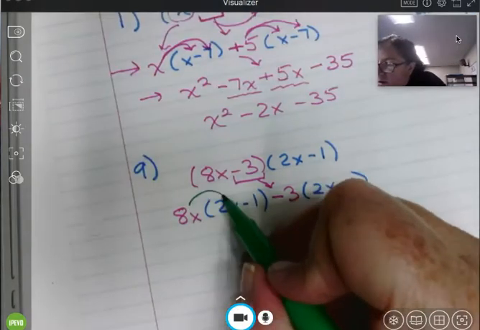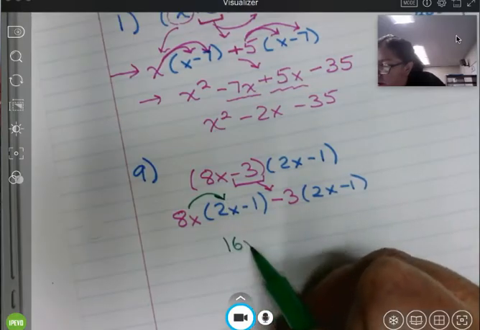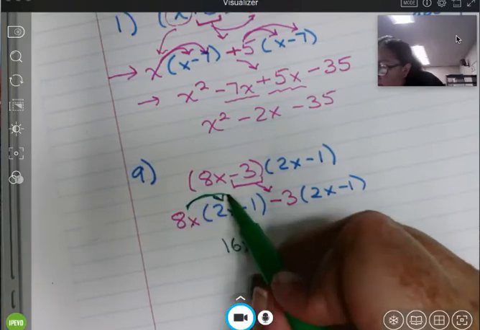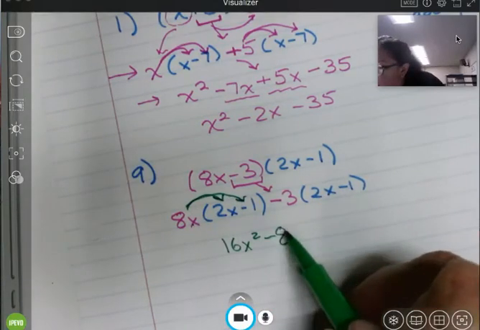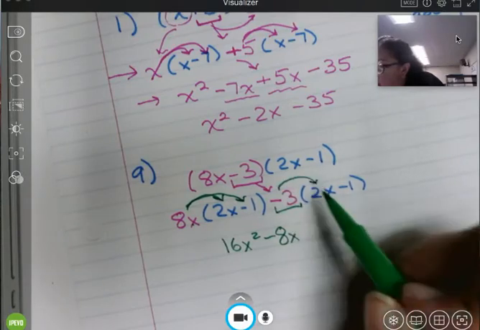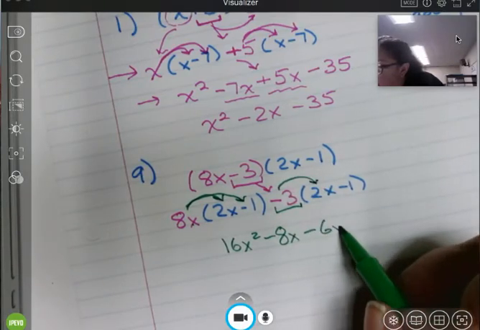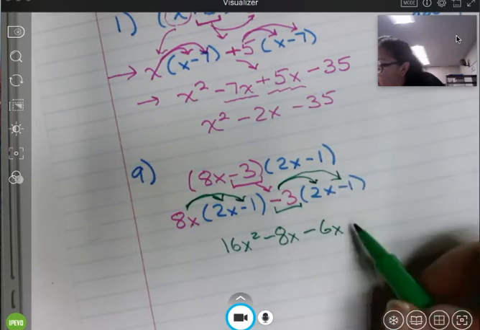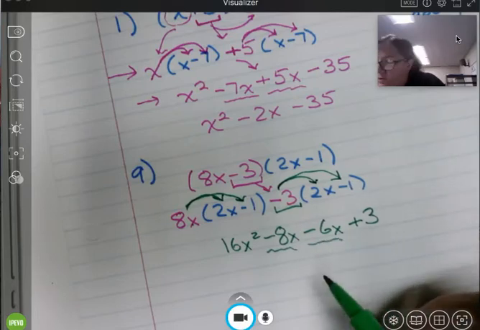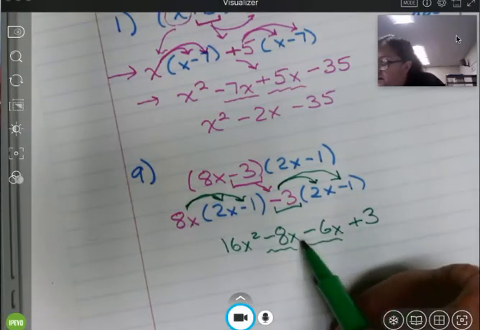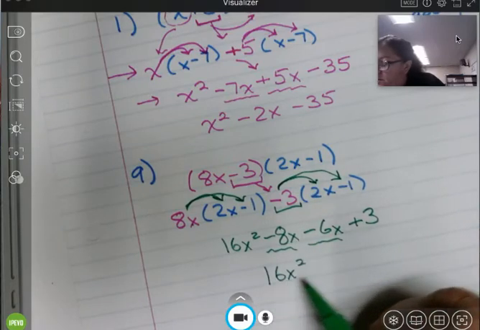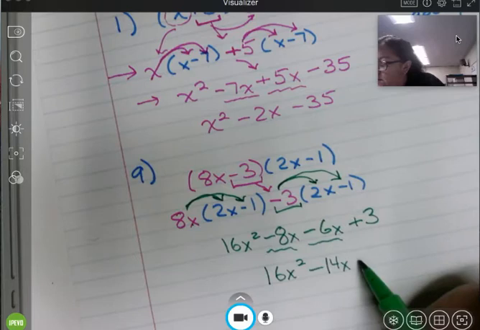We do 8x times 2x, that's 16x squared. Why is it x squared? Because x times x is always x squared. 8x times negative 1, negative 8x. Consider this to be a negative 3. Negative 3 times 2x is negative 6x. Negative 3 times negative 1, positive 3. Then, as always, we're going to combine the middle two terms because they have the same variable with the same exponent. 16x squared minus 14x plus 3.